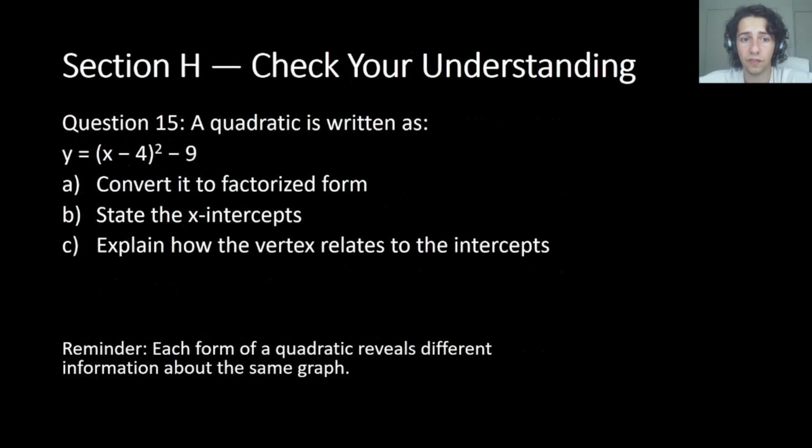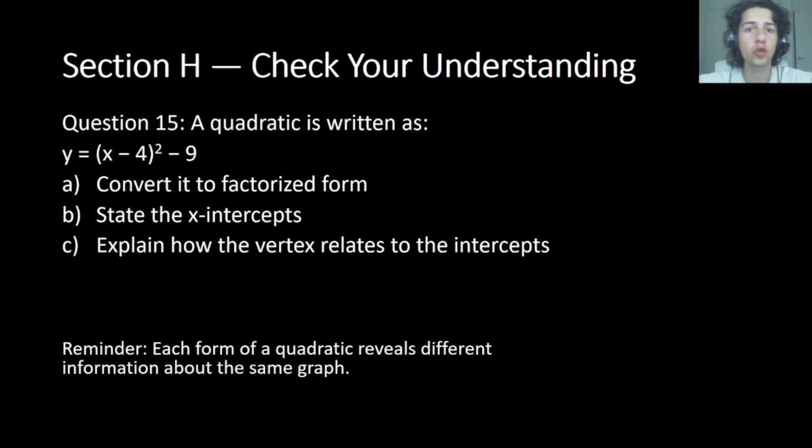Let's move on to our final question. In section H, check your understanding. Here we have x minus 4 squared minus 9. We need to convert that to factorized form, state the x-intercepts, and explain how the vertex relates to the x-intercepts. Each quadratic form reveals different information about the same graph. So, for this part A, I am going to show you a neat little trick that's going to help you out a ton. So, let's write it out.